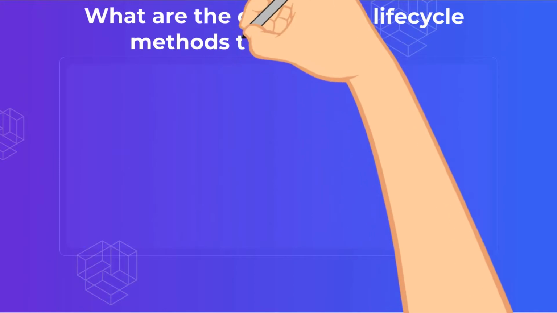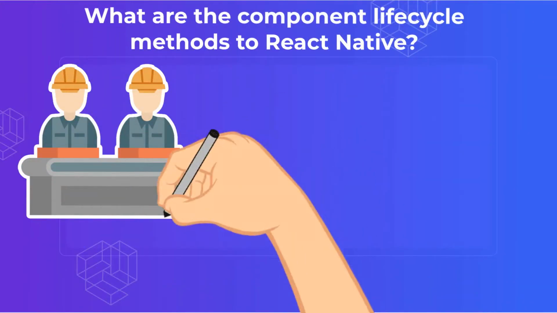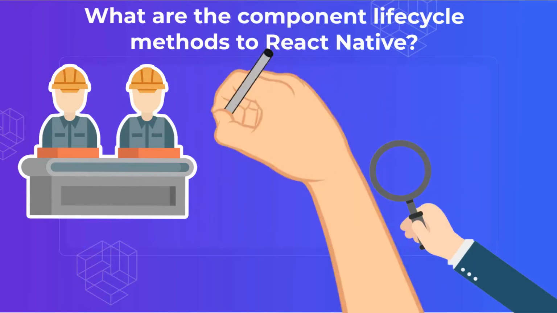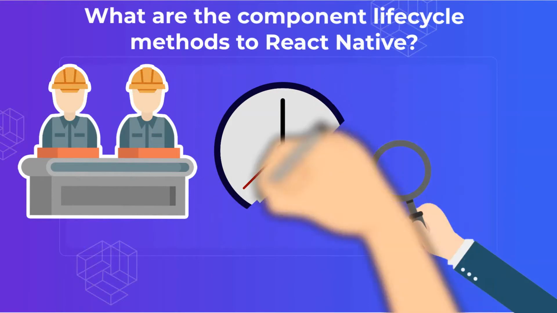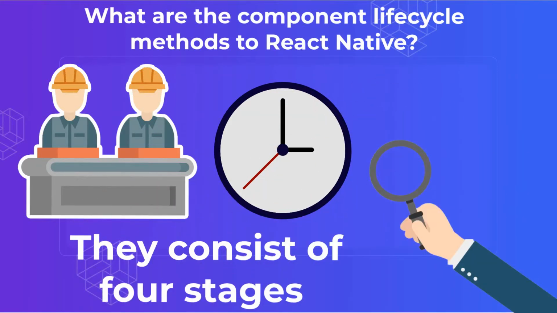Mid-level questions. What are the component lifecycle methods in React Native? Lifecycle methods in React Native consist of 4 phases: mounting, where the component is instantiated; updating, for state and property values; unmounting, when the component isn't needed; and the final part, error handling, while rendering the component.